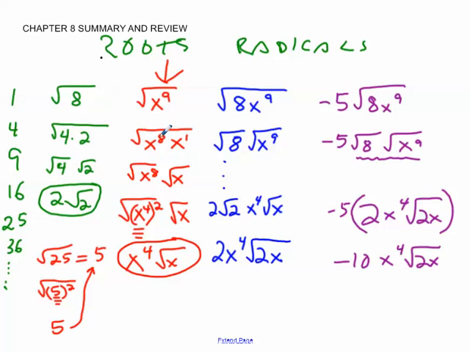X to the 8th happens to be here because x to the 8th is a perfect square because 8 is even, and therefore you can rewrite it as x to the 4th squared. Then the base gets to come out of the house. Whatever is left over is just left over. So there's the bottom line of chapter 8, roots and radicals.